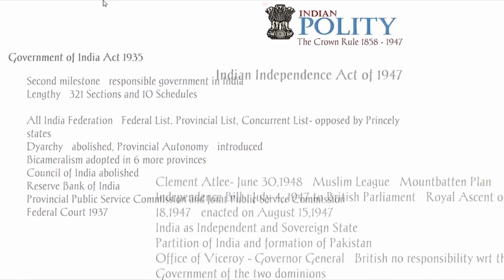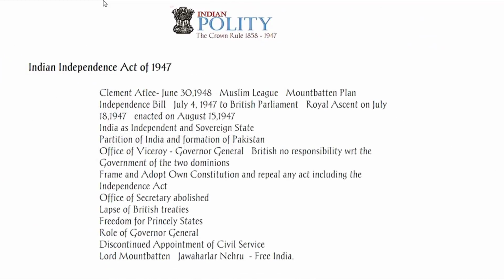Indian Independence Act of 1947. The British Prime Minister Clement Attlee declared that British rule in India would end by June 30th, 1948, and the powers would be transferred to responsible Indian hands. The Muslim League agitated and demanded partition. This brought the Mountbatten Plan, which was put forth by Lord Mountbatten, the then Viceroy of India, on June 3, 1947. The plan was accepted by both Congress and the Muslim League.